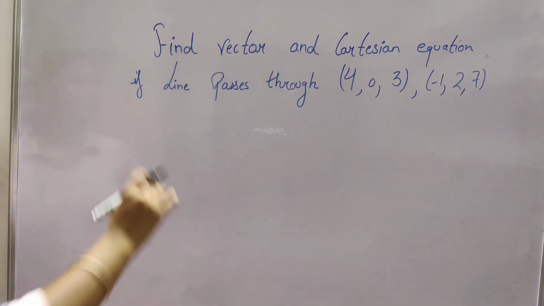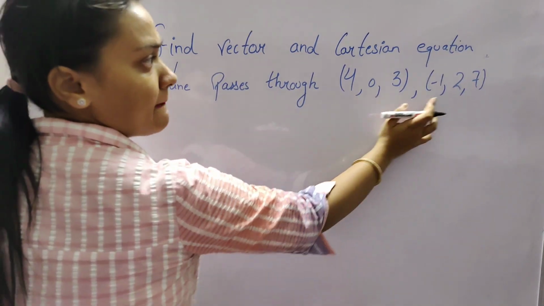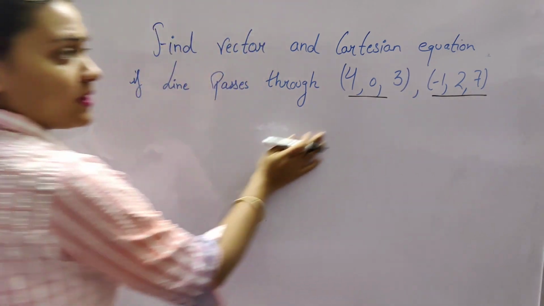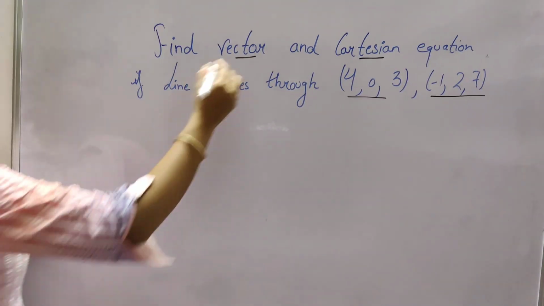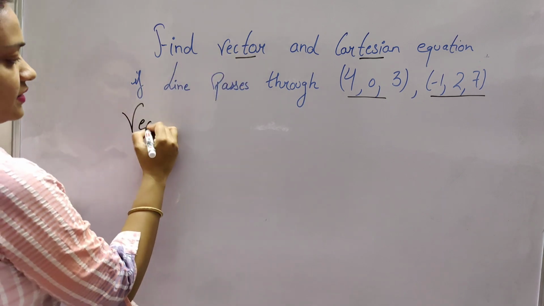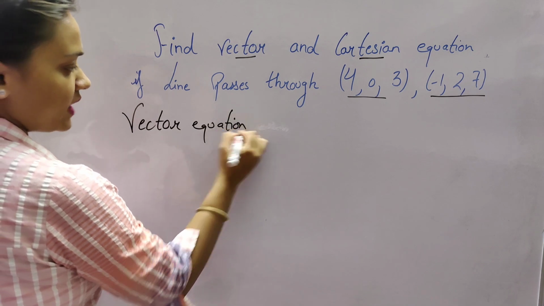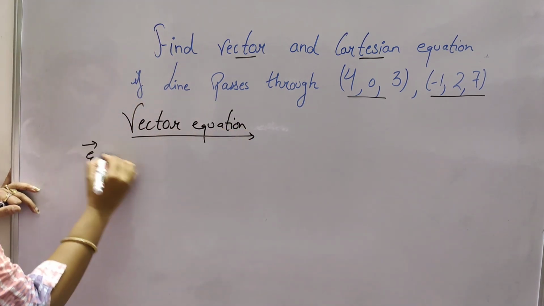So students, again the question: find the vector and Cartesian equation of the line that passes through (4, 0, 3) and (minus 1, 2, 7). So these two are the points the line passes through. You have to form the vector and Cartesian equation from this. Firstly we will build the vector equation. As we have done in the earlier question, we are just going to write the equation.